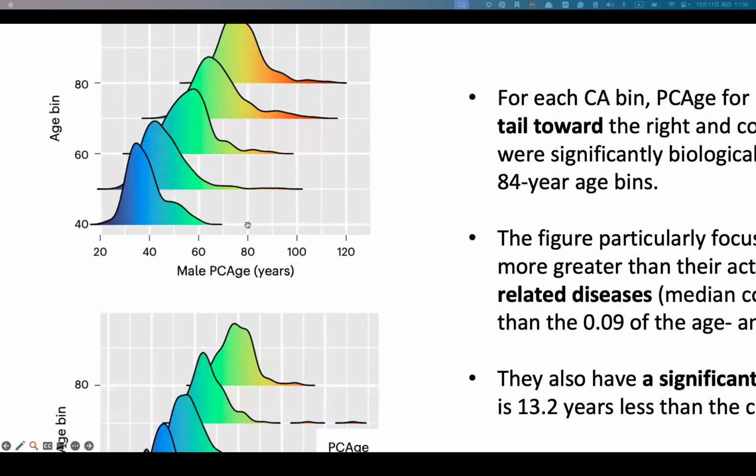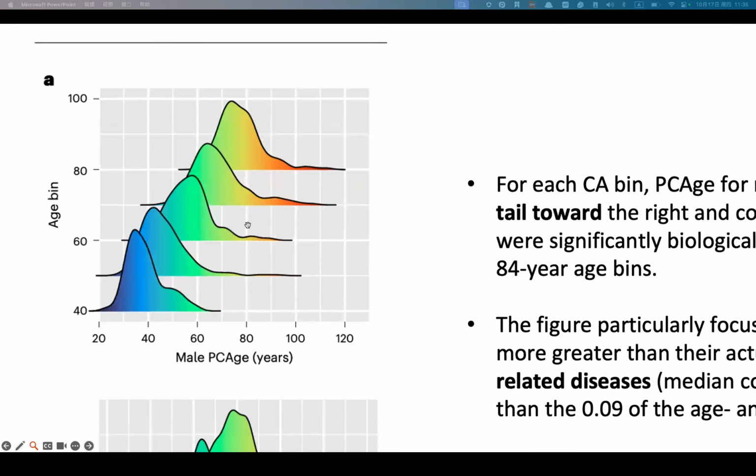Let me explain the picture. The first picture is about all the male people. The x-axis is the PC age and the y-axis is the CA, the chronological age. So, for example, the first line at the bottom means CA is between 40 and 60, and you can see the PC age on that line is between 20 and more than 60.